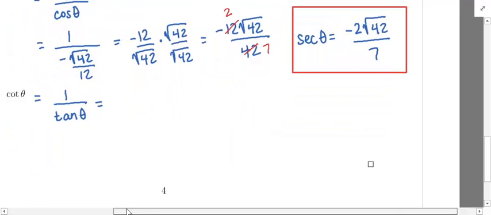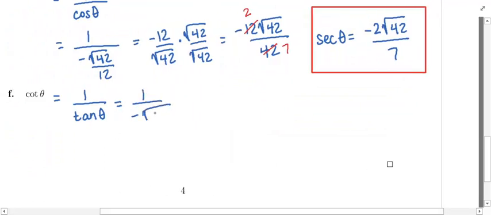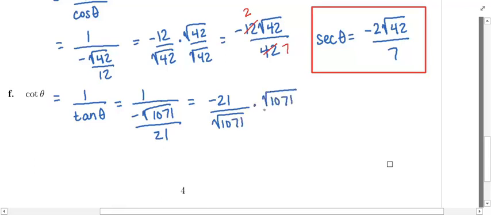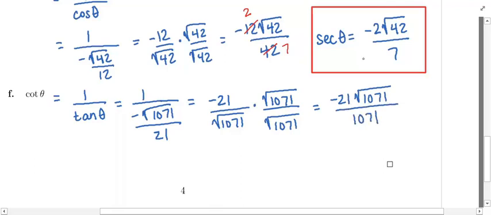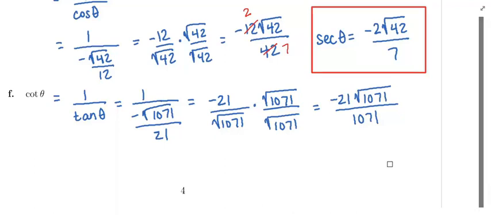Okay, so we're going to have 1 over negative square root of 1071 over 21. Okay, so that's 1 over the tangent. 1 over the fraction means we need to flip it. So this is going to become negative 21 over the square root of 1071. Rationalize the denominator, multiply top and bottom by the square root of 1071. Go across the top and across the bottom. We're going to get negative 21 times the square root of 1071 over 1071. And I'm going to go to my calculator to see if 21 over 1071 simplifies.